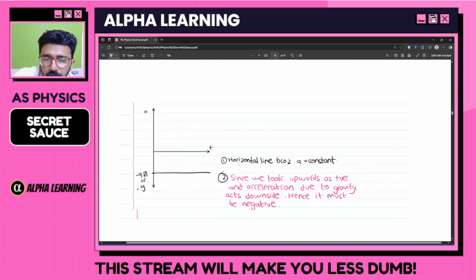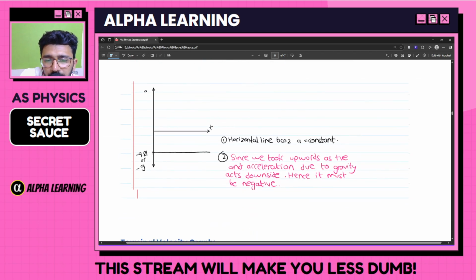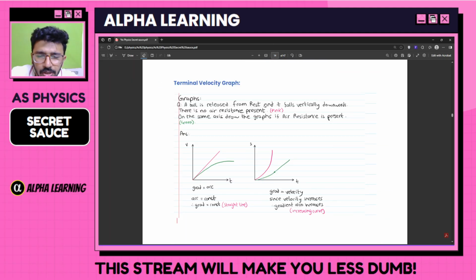Perfect. Then you have the acceleration time graph. Since the acceleration is acting downward, and downward vectors are considered to be negative, you have an acceleration of negative 9.81 ms^-2. Now you also need to know the graphs of terminal velocity.